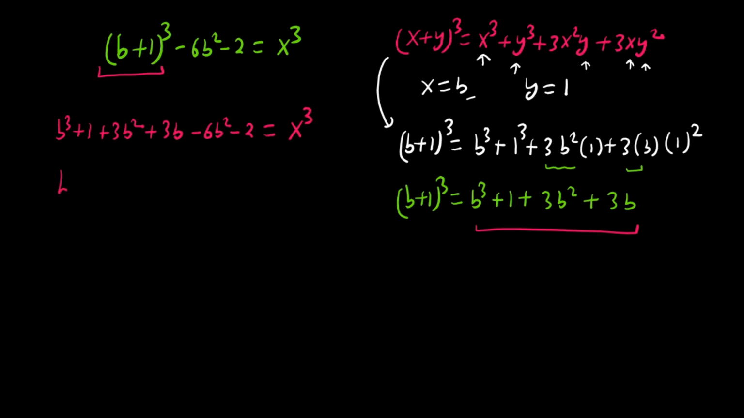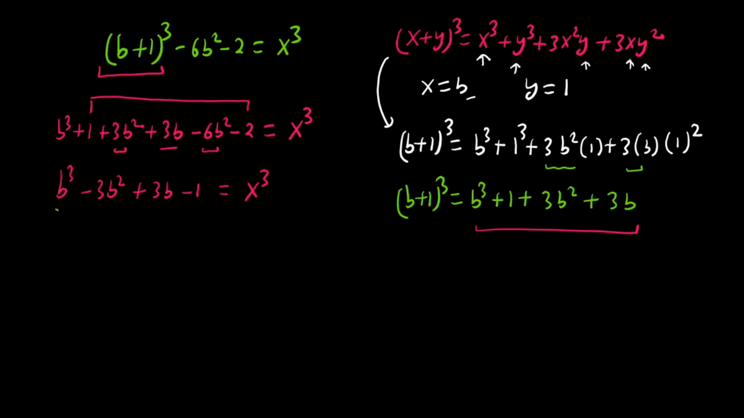Then b^3 + 3b^2 - 6b^2 gives b^3 - 3b^2 + 3b, and 1 - 2 gives minus 1, so b^3 - 3b^2 + 3b - 1 = x^3.